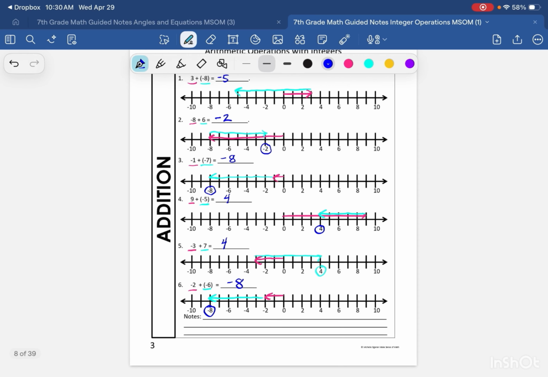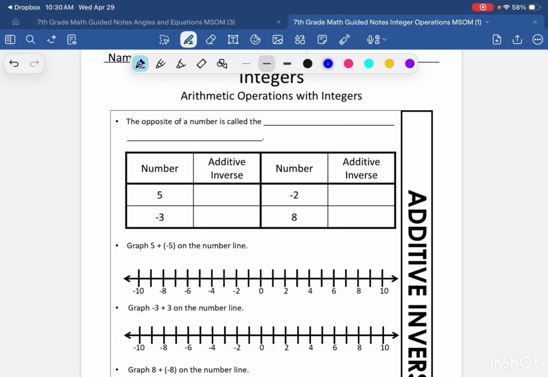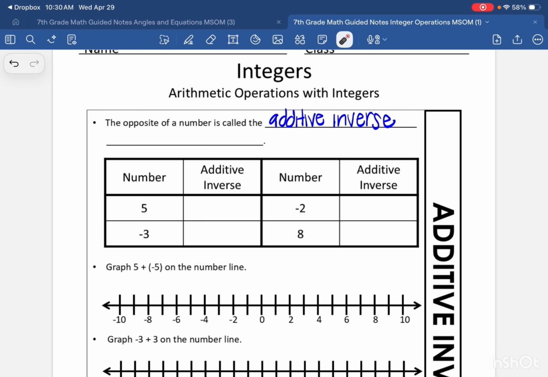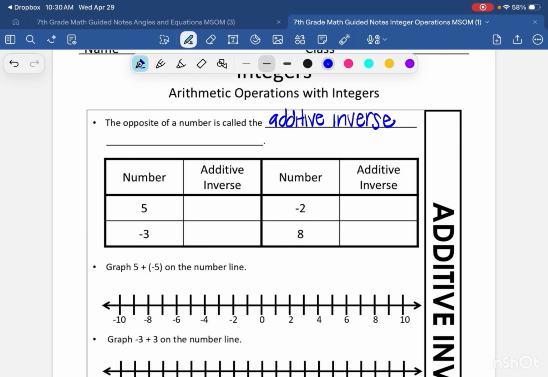Next page, we are now going to talk about additive inverse. The opposite of a number is called the additive inverse. Let's identify the additive inverse of these numbers here in the table. For example, the additive inverse of 5 is -5. That's the opposite. The additive inverse of -3 would be 3. The additive inverse of -2, or opposite, is 2. And the additive inverse of 8, or opposite of 8, will be -8.